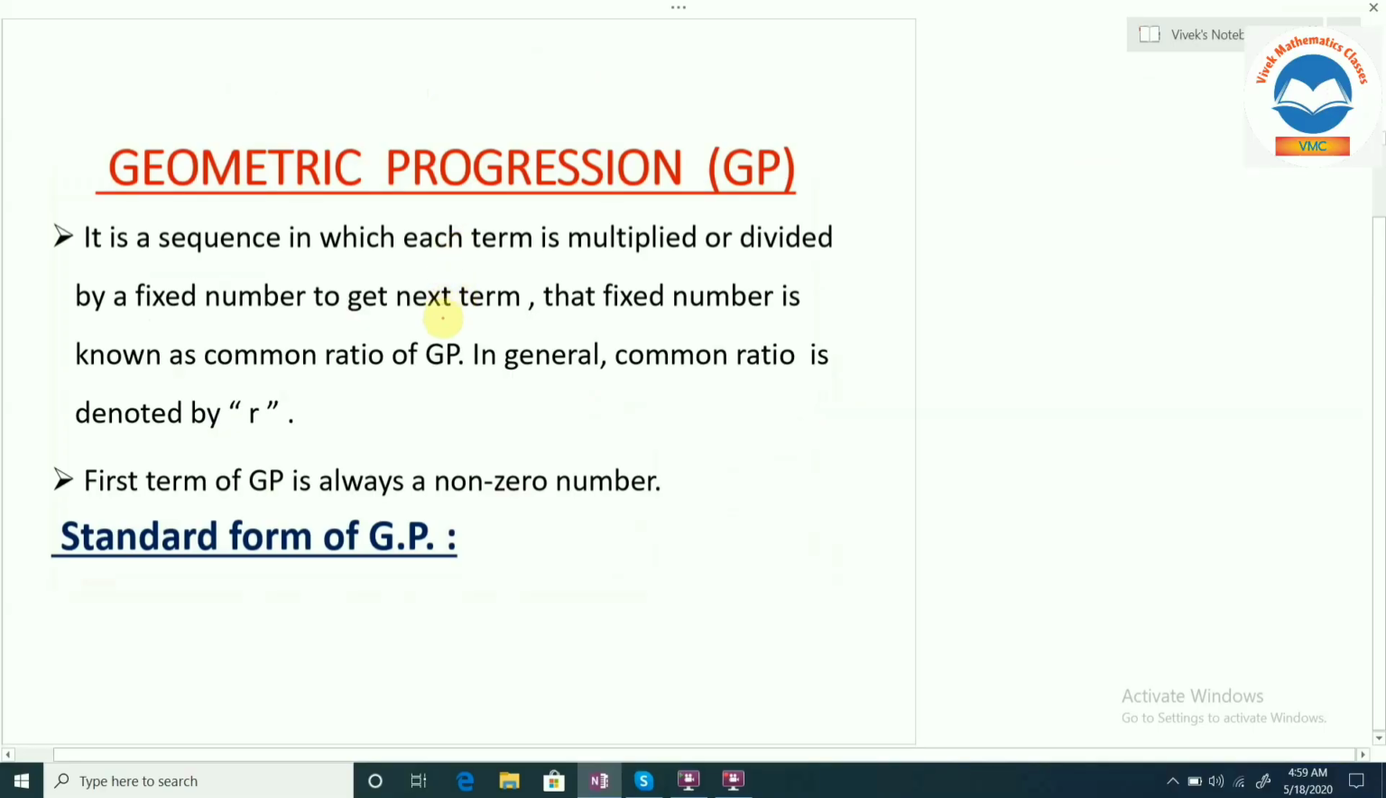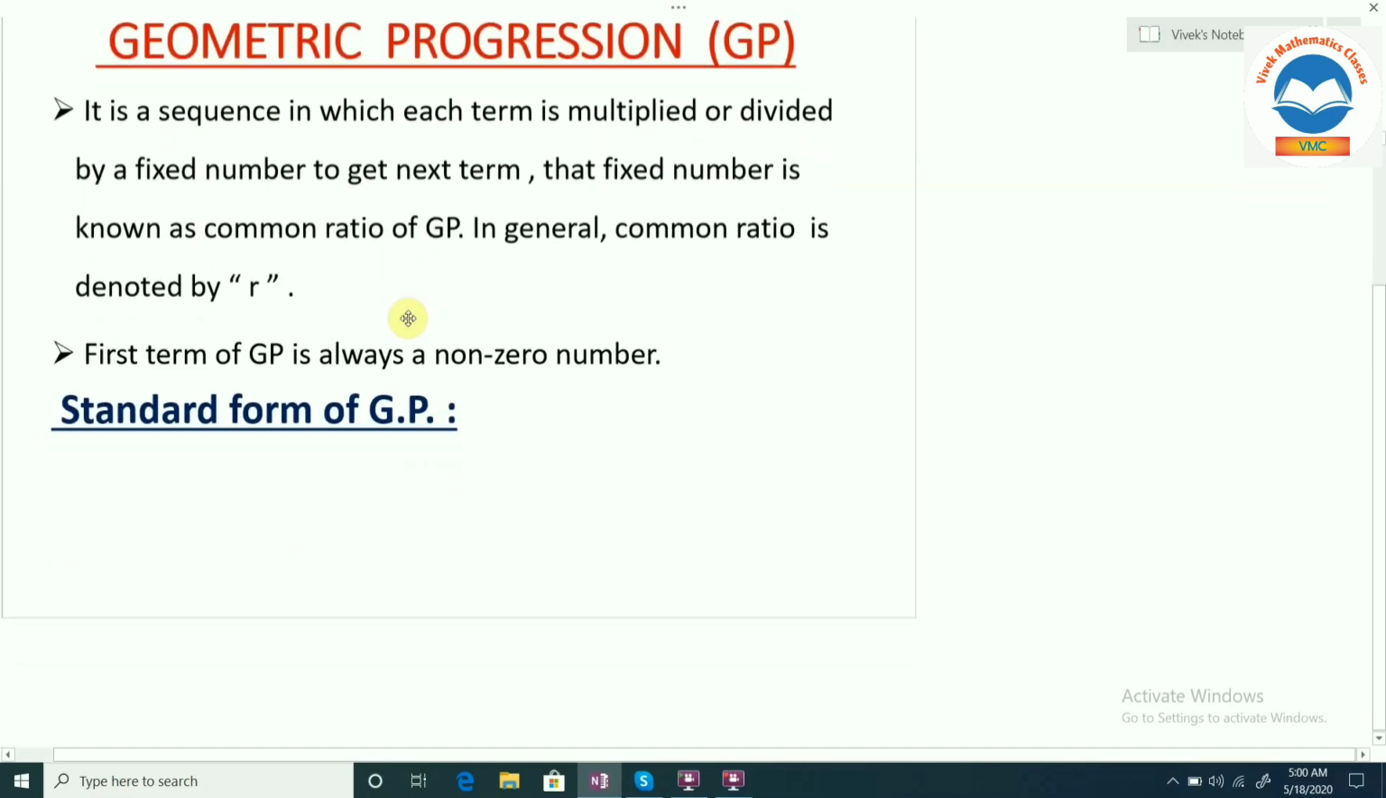Geometric progression is a sequence in which each term is multiplied or divided by a fixed number to get the next term. That fixed number is known as common ratio. In general, this common ratio is denoted by small r.